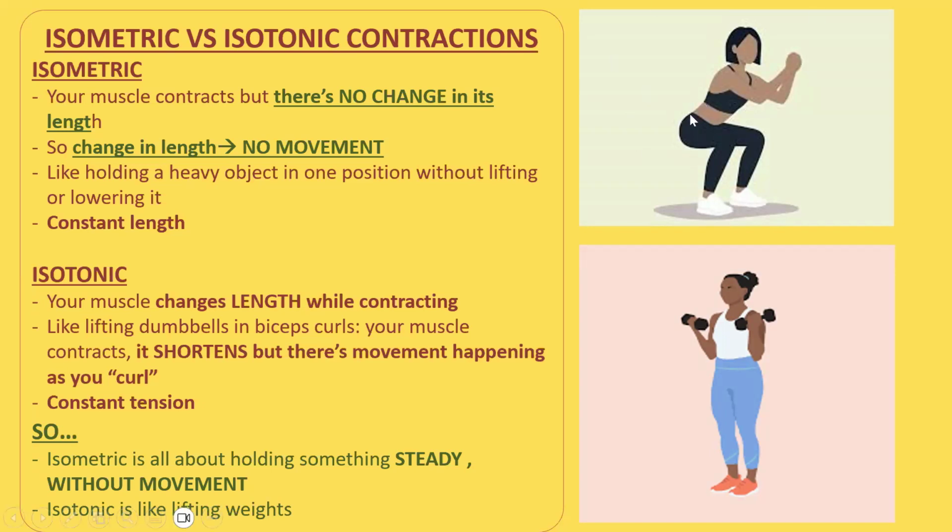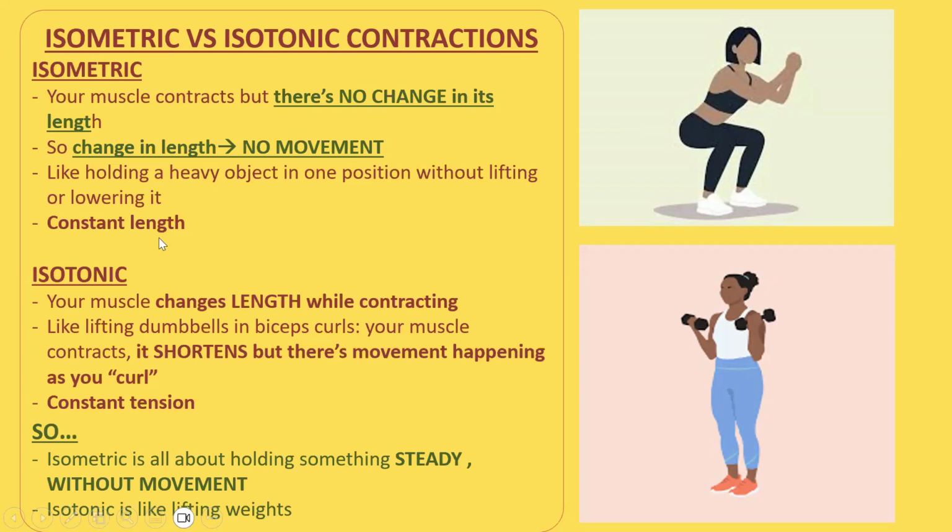If this glute is contracting right here, it will stay in this position. There's no change in length. But is it working? Is it contracting? Yes, it is. So this is what we call isometric contraction. Isometric contraction: the muscle is working, there is no movement, and there is no change in length.